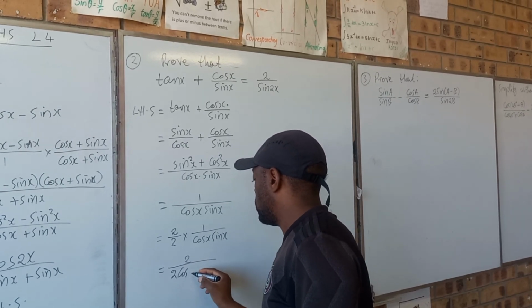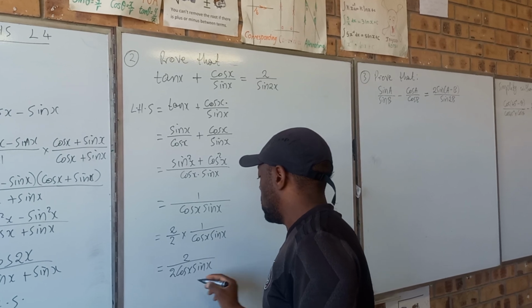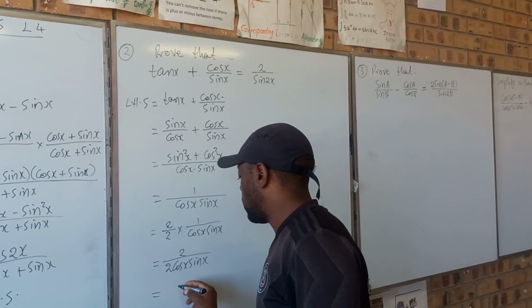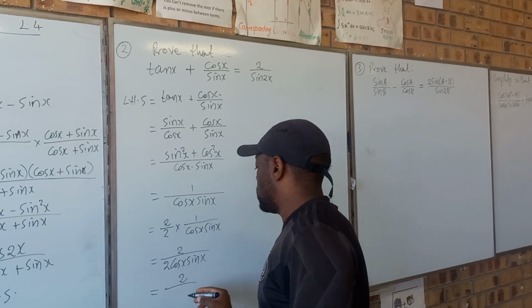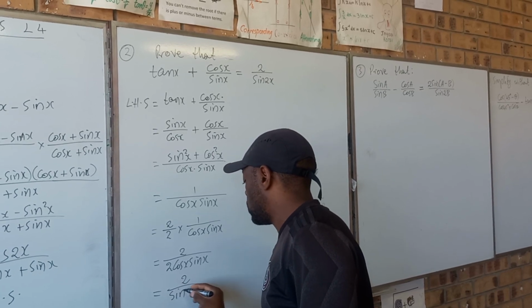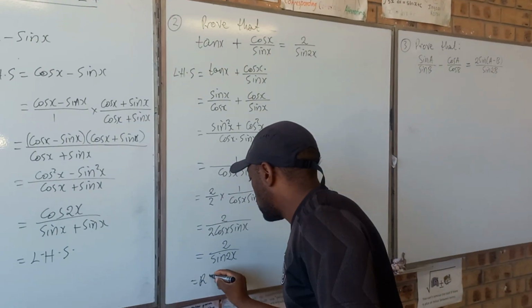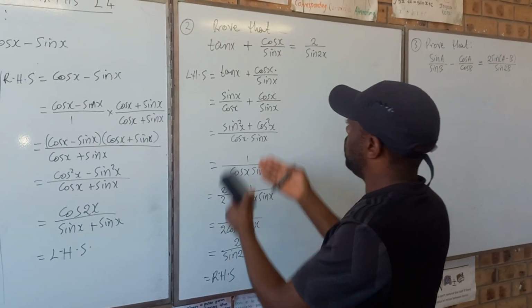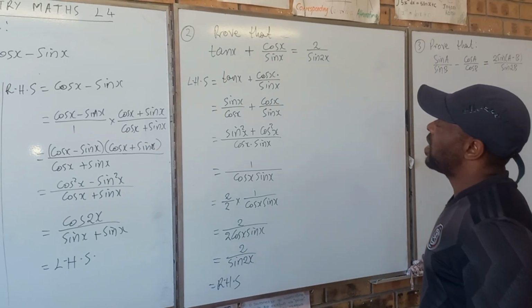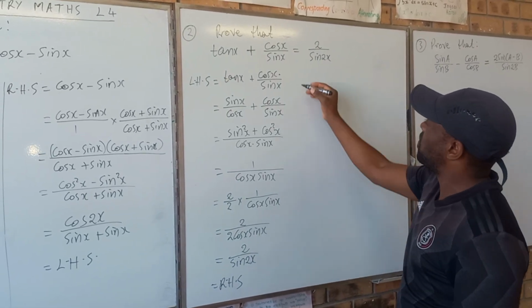Then you have your 2 cos x sine x in the denominator, which for a level 4 student, this is formula number 12, which equals sine 2x, and that is actually your right hand side. So you see we've moved from left to right, and our proof is perfect.